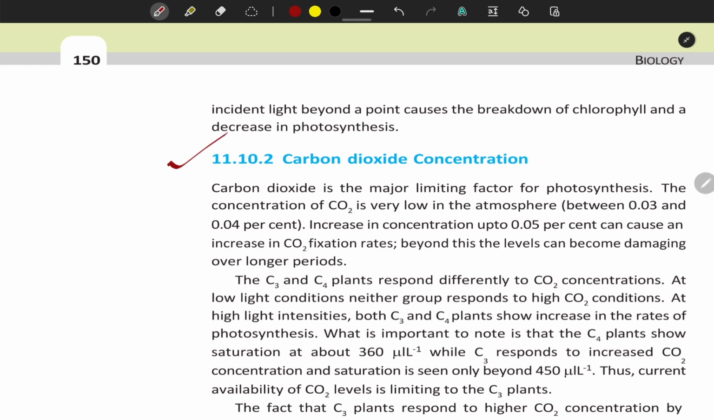11.10.2 Carbon dioxide concentration. Carbon dioxide is the major limiting factor for photosynthesis. The concentration of CO2 is very low in the atmosphere, between 0.03 and 0.04%. Increase in concentration up to 0.05% can cause an increase in CO2 fixation rates. Beyond this, the levels can become damaging over longer periods.